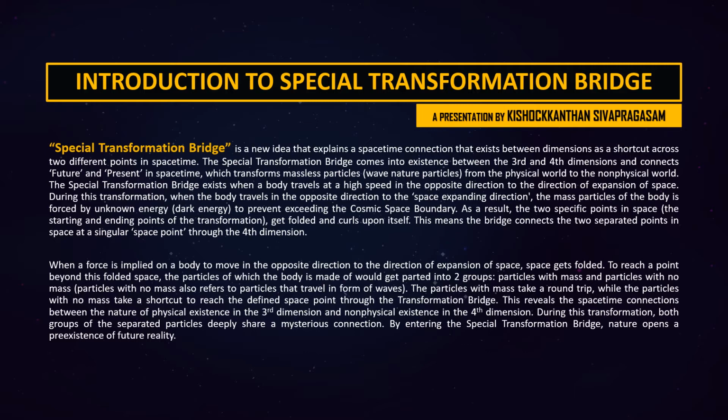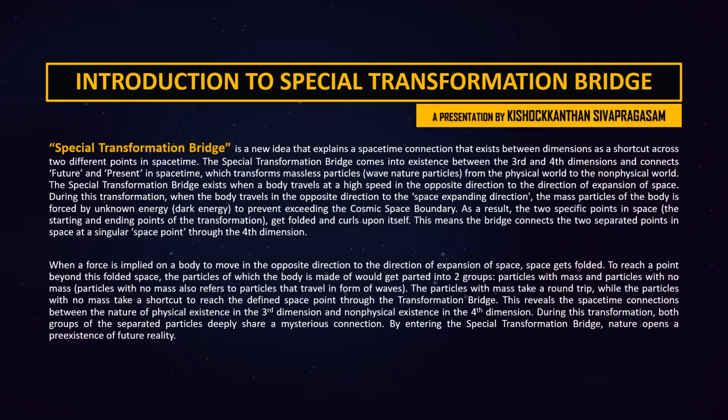The special transformation bridge exists when a body travels at a high speed in the opposite direction to the direction of expansion of space. During this transformation, when the body travels in the opposite direction to the space-expanding direction, the mass particles of the body are forced by unknown energy, dark energy, to prevent exceeding the cosmic space boundary.